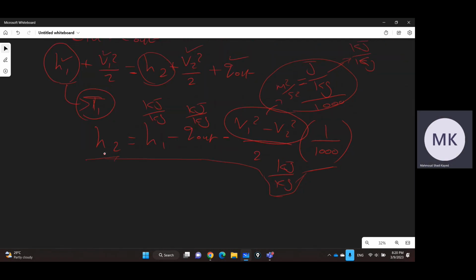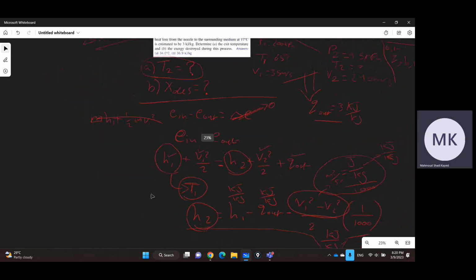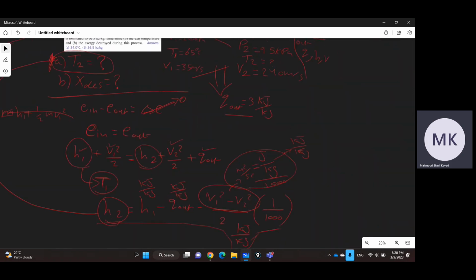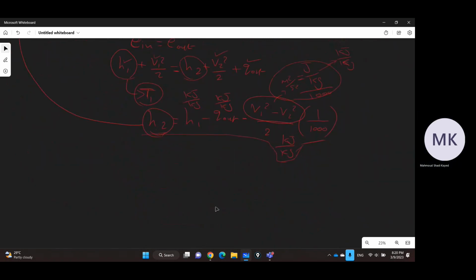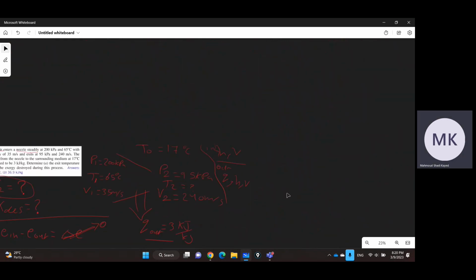So now we found H2. From H2, we go to the table and find T2, the table A17, I think. So this is the first thing. Now the important thing about this question is the exergy destroyed. So how to find it?